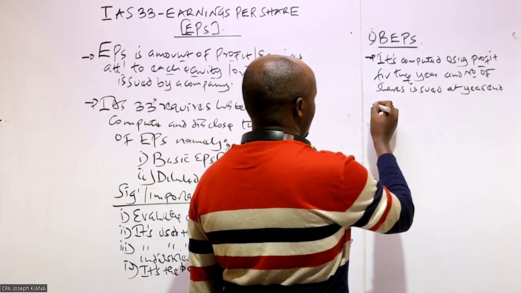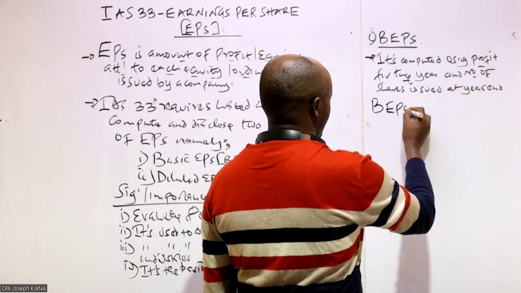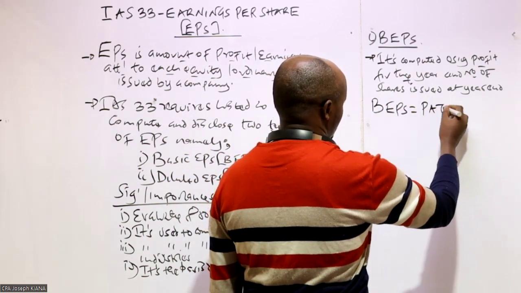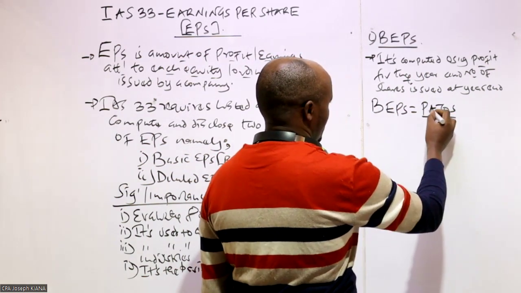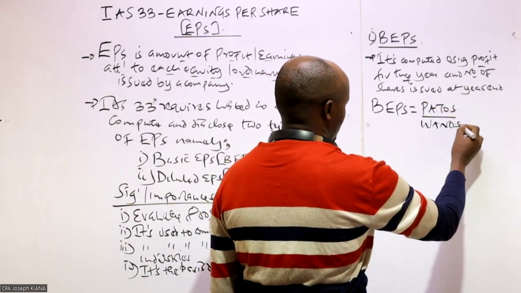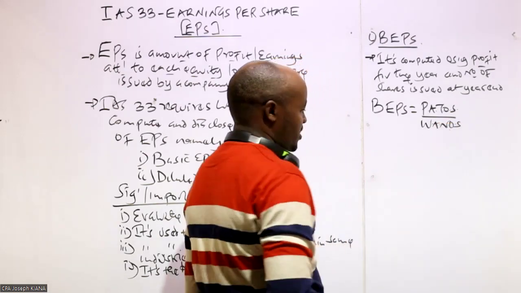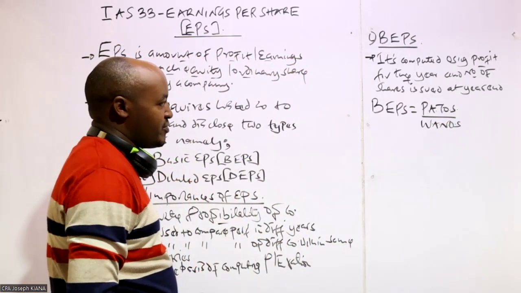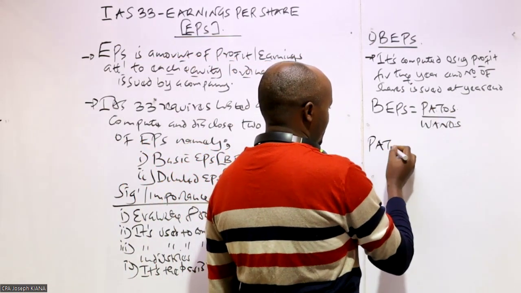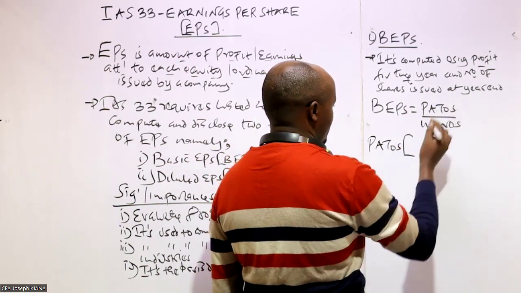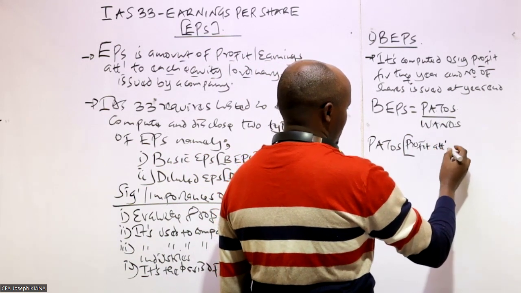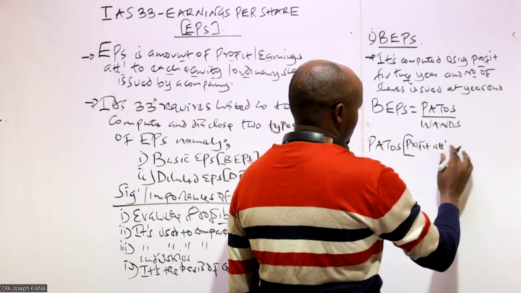So how do we compute these basic earnings per share, BEPS? This one is computed by taking something known as the PATOS. PATOS in full is the profit attributable to ordinary shareholders. We divide that with something called WANOS, weighted average number of ordinary shares. So that's basically how we compute the basic earnings per share. So how do we determine these two items? Let's start by looking at how we determine the PATOS, which in full is the profit attributable to ordinary shareholders.